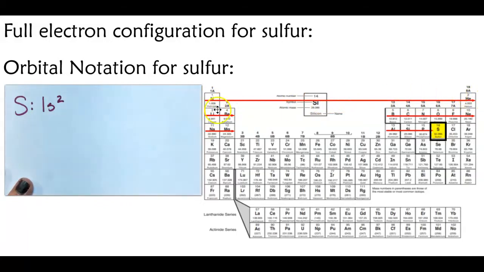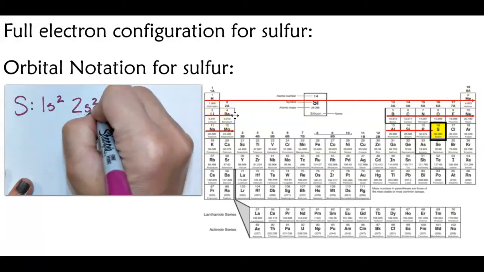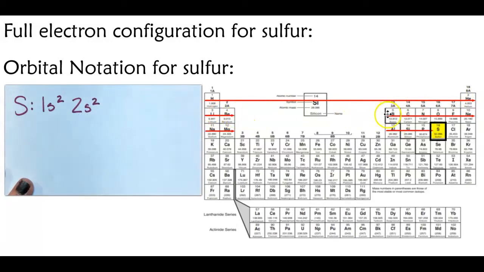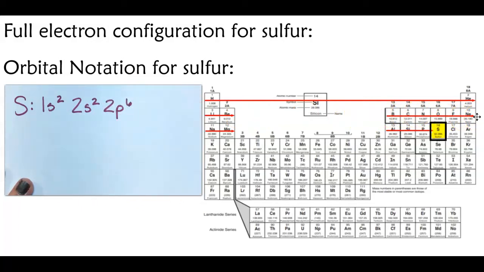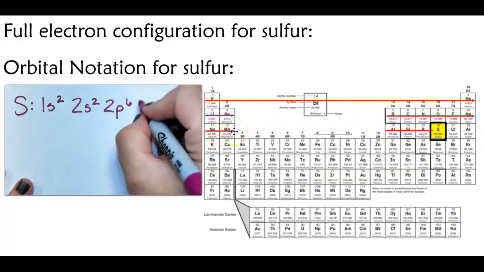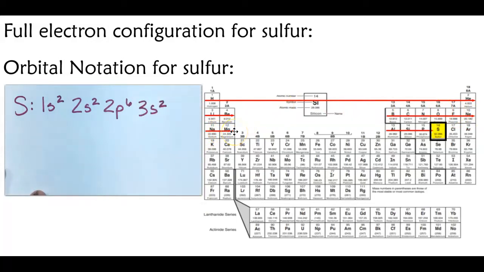Now I'm going to go across row 2. This is 2s2. And then over here is 2p6. Now I'll go to row 3. From here to here, it's 3s2. And then I'll go across, and it's going to be 3p, 1, 2, 3, 4.